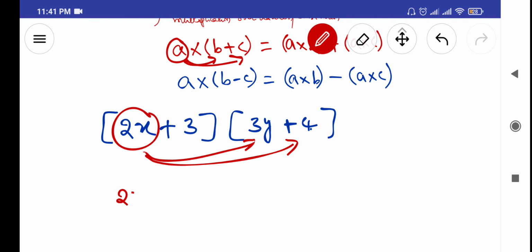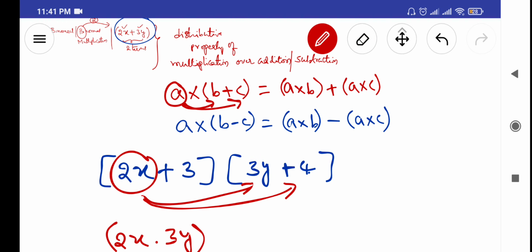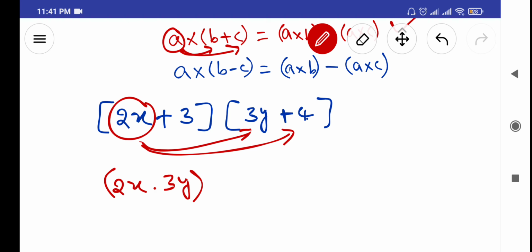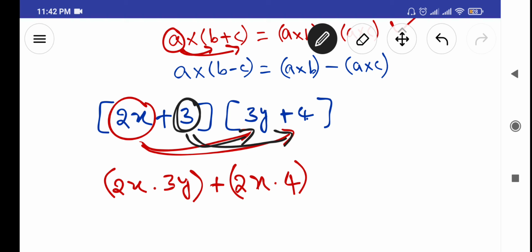First with 2x into 3y, then continue the multiplication of 2x with 4, like how we did in the property here. So first with 2x we will complete plus 2x into 4. First with 2x we have done both of them. Now with this 3, whatever there is, with 3 also we should do multiplication with both of them. Okay, so this plus is continued.